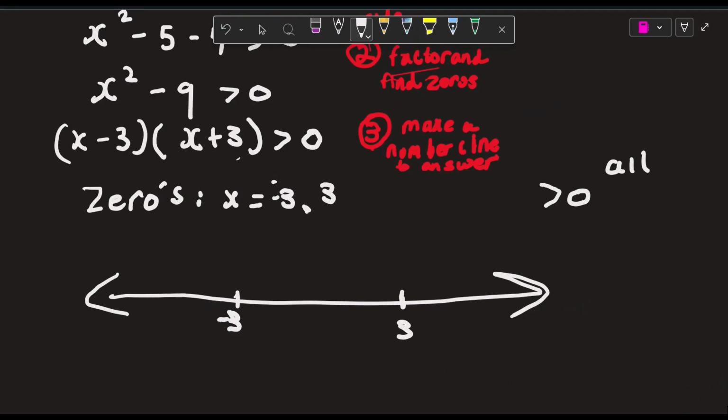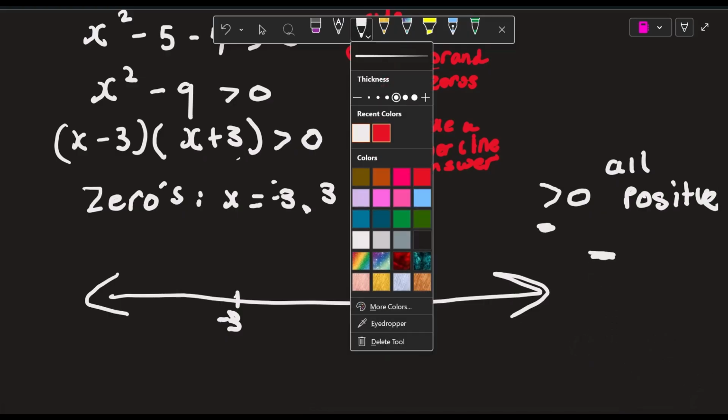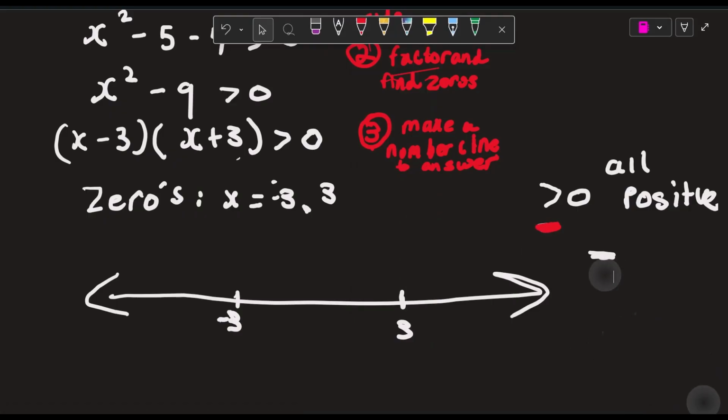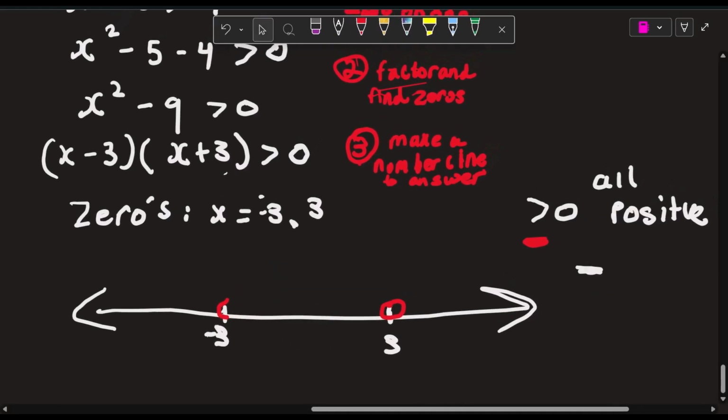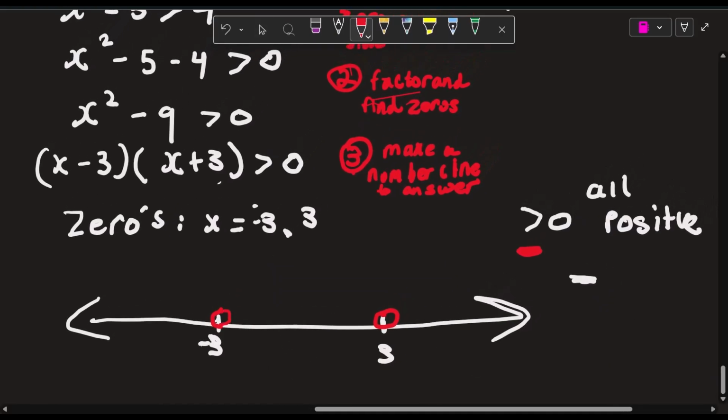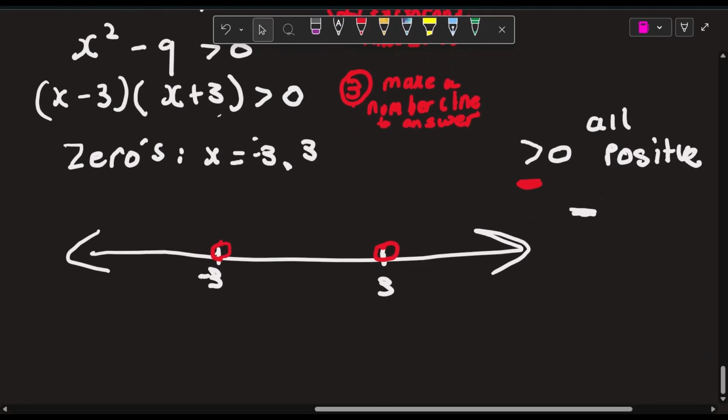So one thing I want to mention before we continue, in this inequality, there's no bar under the inequality. So that means whatever our benchmark is, which is -3 and 3, when we describe it at the end, we won't be including them. So for example, we wouldn't be using square brackets, we would be using circle brackets. And one way to remember is whenever you're making the number line, you would do a circle, which is saying not including -3 or 3.